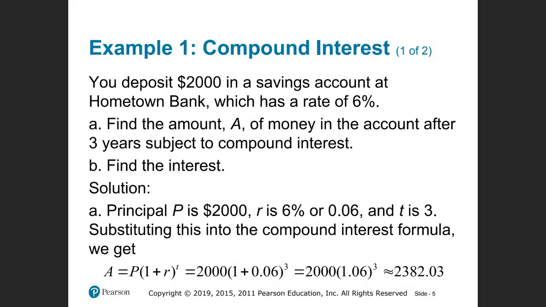You deposit $2,000 in a savings account at a hometown bank, which has a rate of 6%. We want to find the amount of money A in the account after 3 years subject to compound interest and find the interest. This is similar to one of the examples we had in the previous section, only it was on simple interest. So first of all, the principal P is $2,000. That's how much you're putting into the savings account. The interest rate is 6%, which translates to 0.06, and the time is T, 3 years. So we're going to substitute those values into our interest formula.